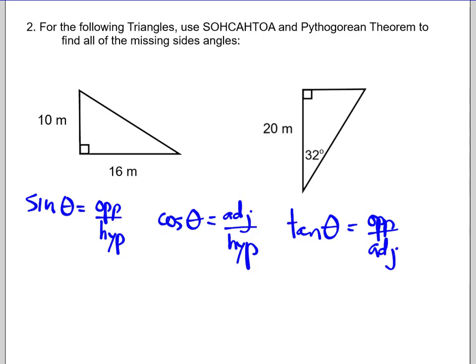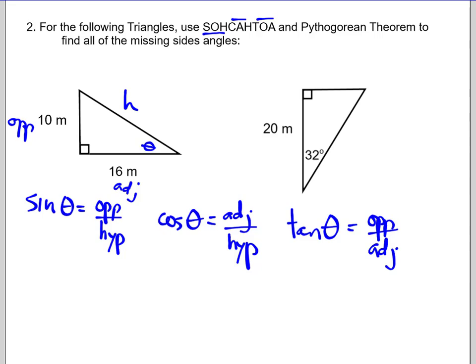And the SOHCAHTOA part, those are just little short forms on how you can keep track of what ones go together. The opposite and the adjacent are entirely dependent upon what angle you choose to solve for. So if I choose that angle there in the bottom right corner, then this becomes opposite, this becomes adjacent. If I had chosen the top angle, those would flip. Okay, so in this case, let's find the hypotenuse first.